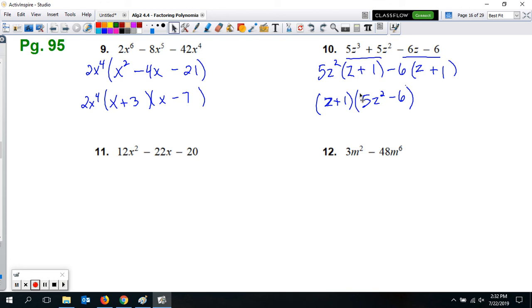There, you're done. Number 11, go ahead and work this one out. There is a GCF to factor out here first, and then this one's probably going to require the star method, so I would use the star method on number 11.